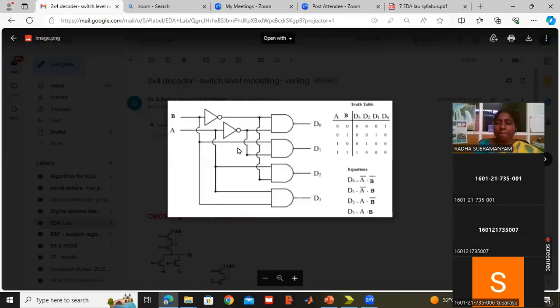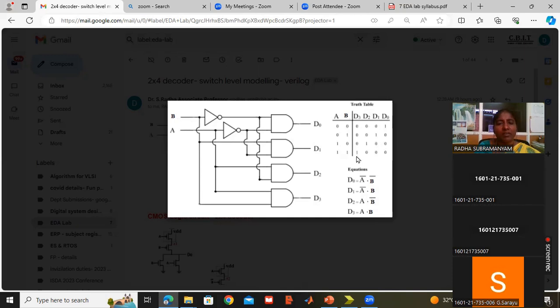You can see this is the decoder, 2 inputs and 4 outputs. Inputs are AB, outputs are D0, D1, D2, D3. Because there are 2 inputs, AB, there are 4 combinations. When both are 0, 0, output D0 will become 1. When it is 0, 1, D1 will become 1. When it is 1, 0, D2 will become 1. When it is 1, 1, D3 will become 1.